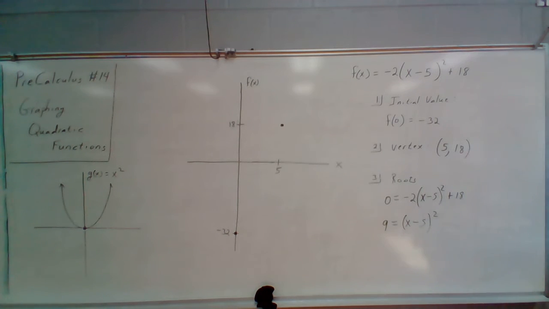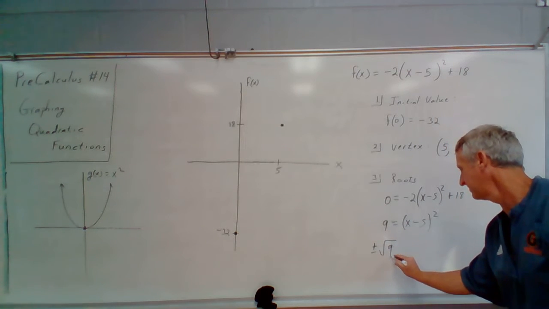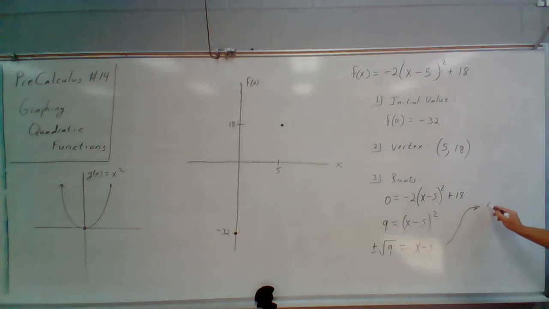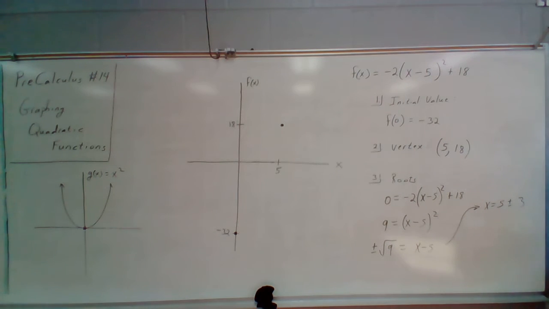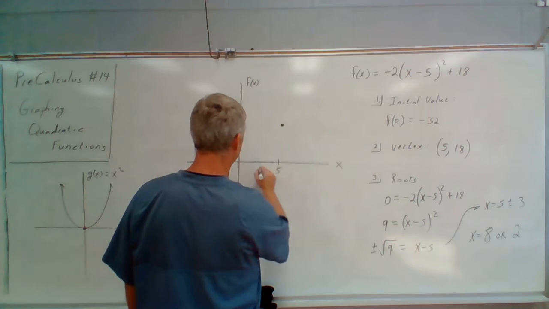Then I take the square root of both sides, plus or minus the square root of 9 is equal to x minus 5. So x is equal to 5 plus or minus. This one we can simplify. The square root of 9 is 3. So I get x equals 5 plus 3, which would be 8, or 5 minus 3, which would be 2. So my roots would be at 8 and 2.